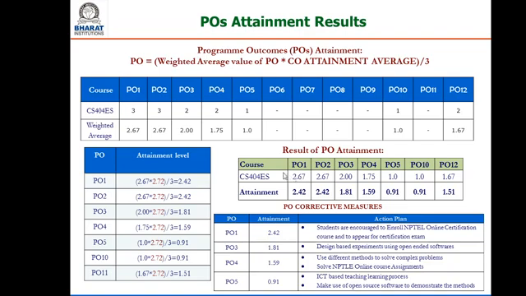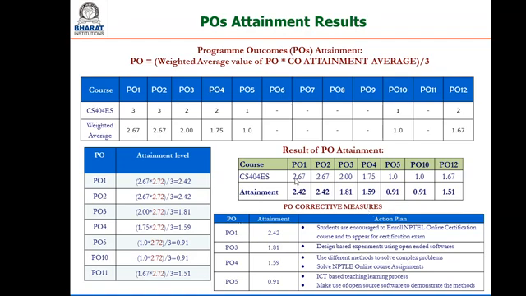So these are all the weighted averages we have considered first, then the obtained PO values. Again, the weighted value is our target. Then what is the actual value obtained? Whatever gap is obtained here, based on that gap, again we have to define a PO-wise action plan for that particular course. That we will call PO corrective measures.